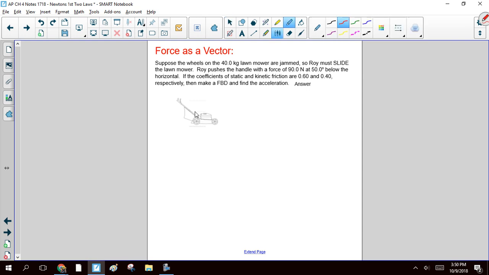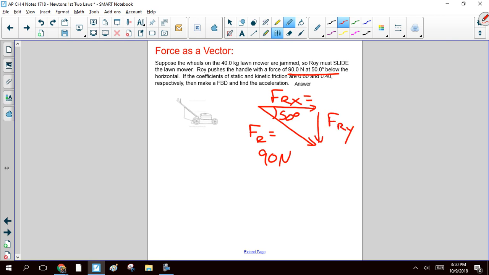All right, so the first thing I'm going to do is deal with Roy's force. Roy's force, not to scale, is 90 newtons at an angle of 50 degrees below the horizontal. That force is going to have a horizontal component and a vertical component. You can do your trigonometry and figure out what those components are. Doing so will give you the horizontal component, let's just call it 57.9 newtons, and the vertical component is 68.9 newtons, negative style.